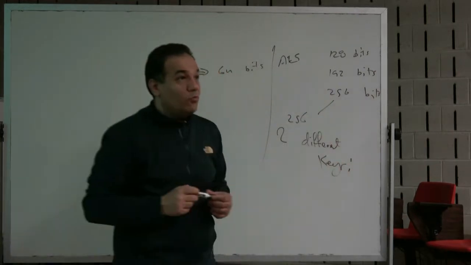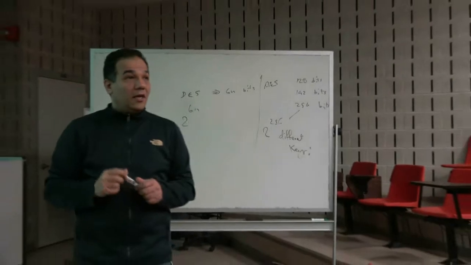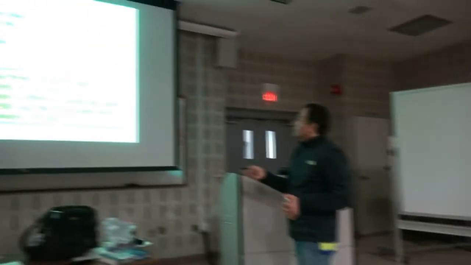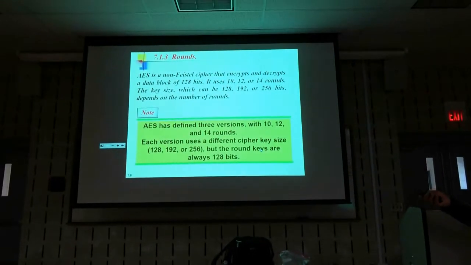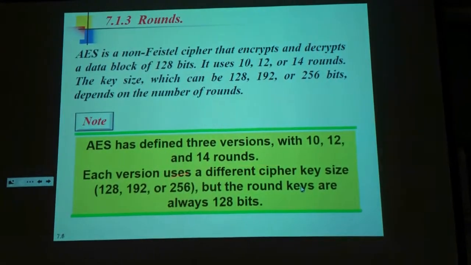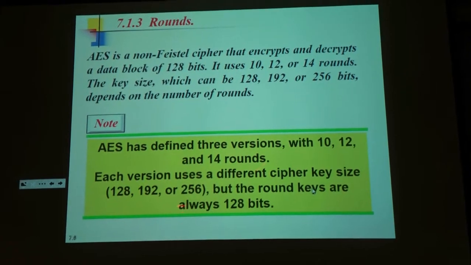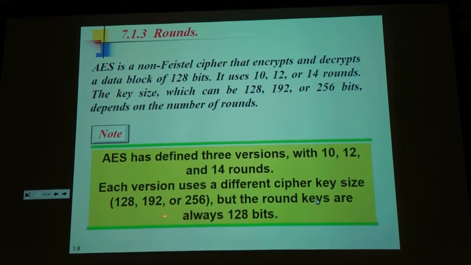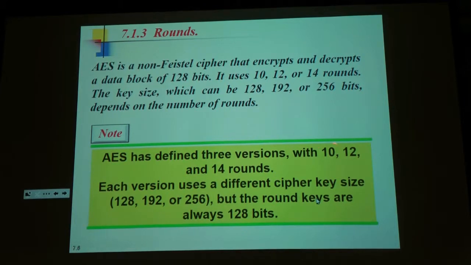So definitely it's much more secure. The larger the key is, the more secure. All right. So AES has defined 3 versions with 10, 12, and 14 rounds: 10 rounds with a 128-bit key, 12 rounds with a 192-bit key, and 14 rounds with a 256-bit key. We'll see the design and how it will happen.